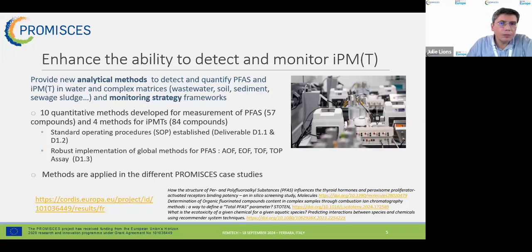To date, we have published several reports to present the standard operating procedures for different quantitative methods to quantify up to 57 compounds for PFAS, and 4 methods for the IPMTs, up to 84 compounds. We will also publish soon a report on the implementation of global methods for PFAS, AOF, EOF, TOF, and TOP, and I will develop this more on the following slides.